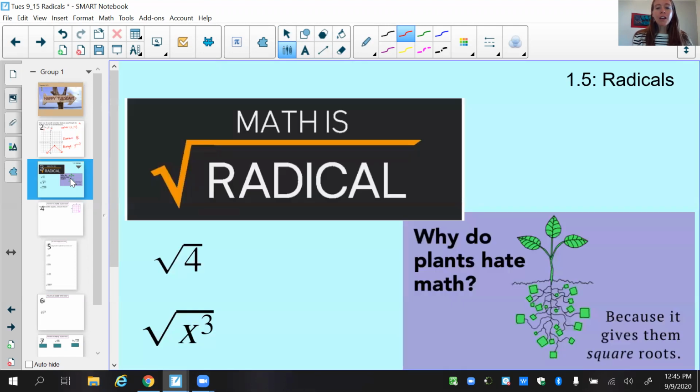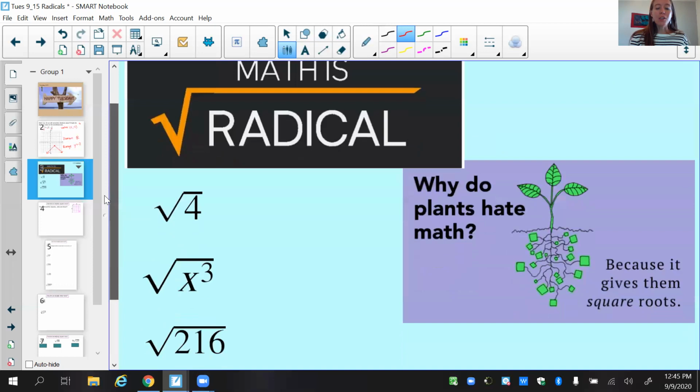So today we are switching into section 1.5 in your book, if you're following along. And this is all on radicals. We just had a big section on exponents and raising things to different powers. Well, now what if we want to undo those powers? What we need is a radical. Yeah, math truly is radical, isn't it?